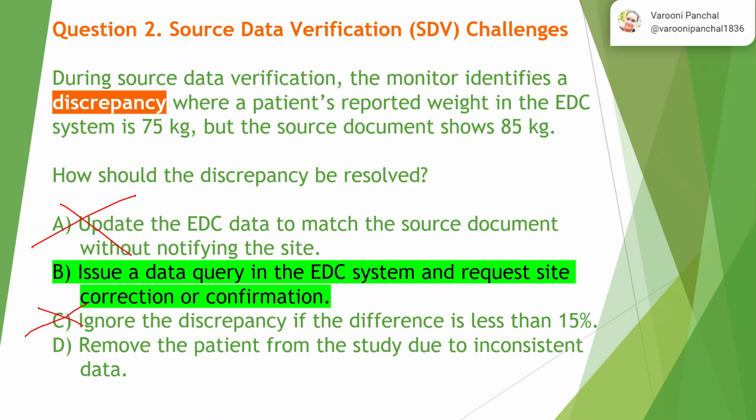Option D, remove the patient from the study due to inconsistent data. Just because there is a discrepancy between the collected weight and the source document, for some minor reason, you cannot remove the entire patient from the study. Removing a patient based on this kind of scenario is illogical. So this is not the right answer. So the correct answer is to issue a data query in the EDC system and request the site correction or confirmation. So the correct answer is B.